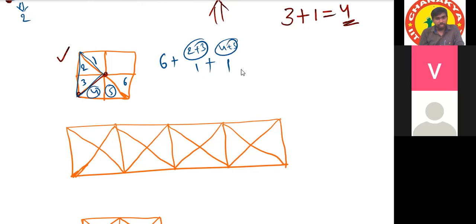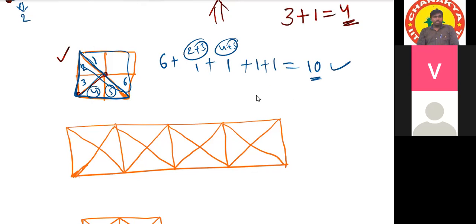We can form 1 triangle with this half, and the above half is also another triangle. So total 10 triangles. Okay. And tell the answer for this picture. 24. Sir, this one also we have to do manually.